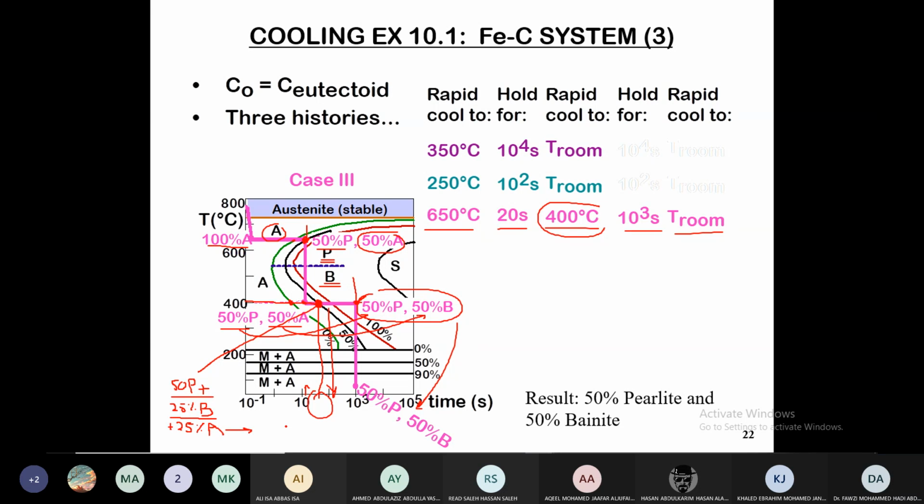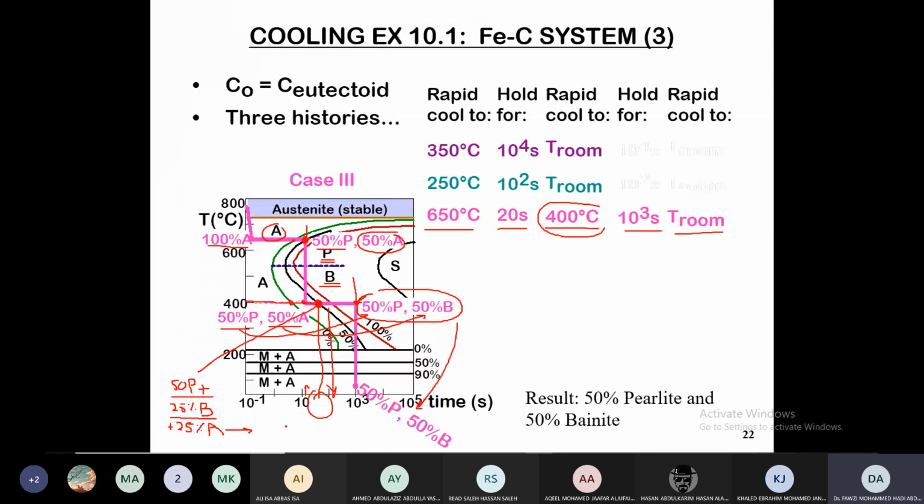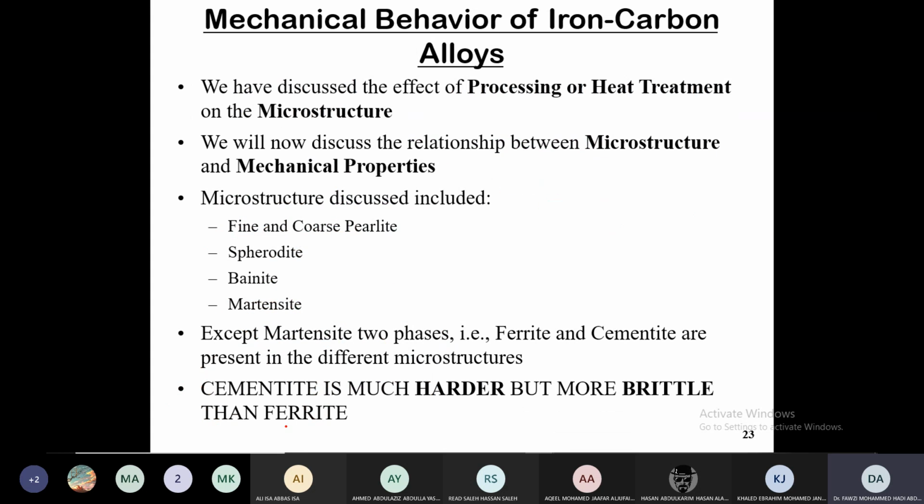Okay. Now that we have learned about the microstructure, in order to design different microstructures for the purpose of controlling mechanical properties, we need to look at the mechanical behavior of iron carbon alloys. The different phases of the steel, how do they behave? So this is what I'm saying.